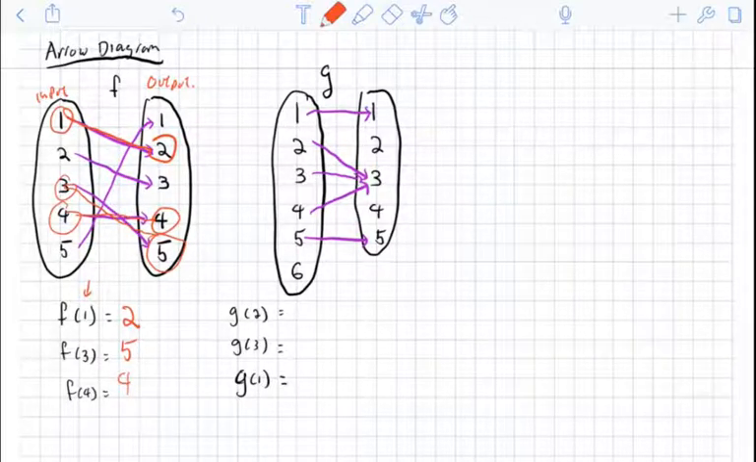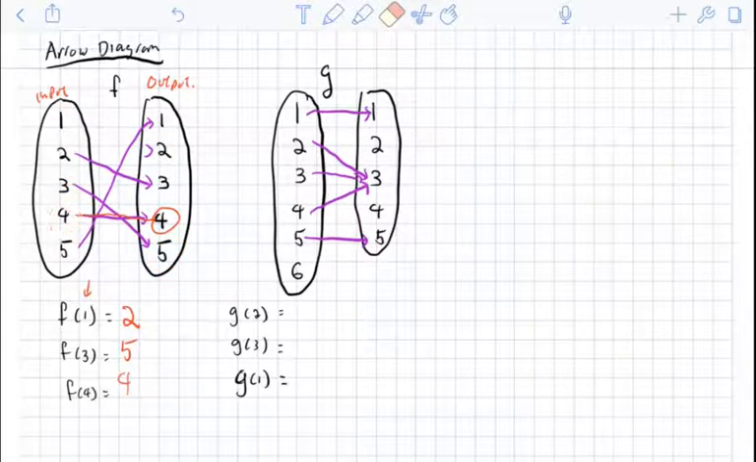There's nothing saying that for a specific function, your arrows have to look pretty or anything. They can cross each other and they can do all sorts of stuff. The important detail though is that you just follow the arrows to figure out what the outputs are. Why don't you try the g ones before we go on?